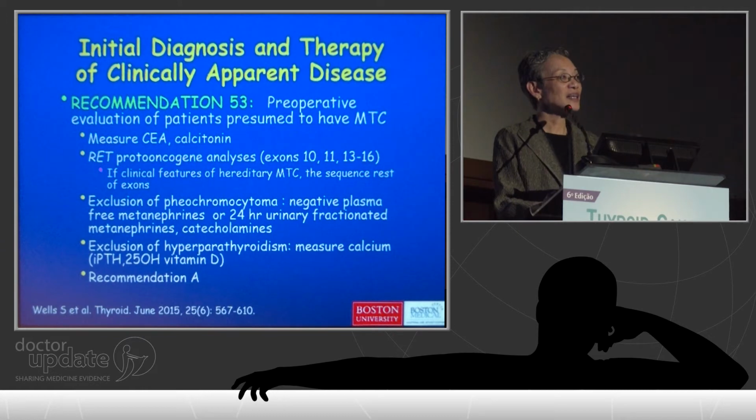In that case, you do need to do a 24-hour urine collection for fractionated metanephrines and catecholamines. Now, the guidelines very clearly say that to exclude hyperparathyroidism, you only need a serum calcium. I'm going to interject my opinion that as an endocrinologist, I can't assess a calcium by itself; I personally need a parathyroid hormone. And I live in Boston where we have no sun, so I also need a vitamin D. So even though it is not part of the guidelines, my personal recommendation would be to get a calcium, parathyroid hormone, and vitamin D. And that was a recommendation level A.